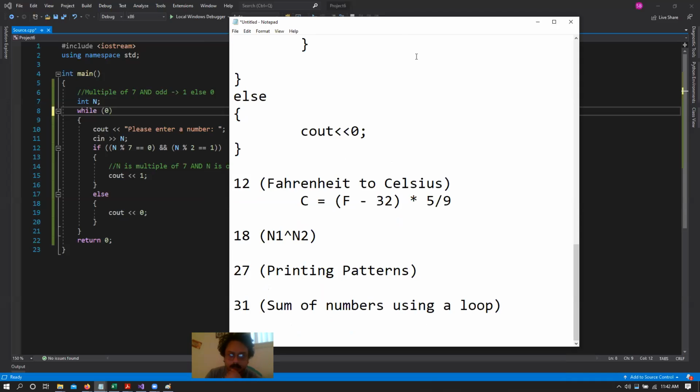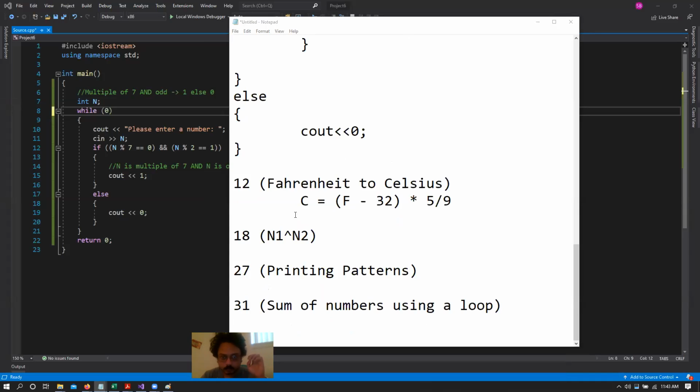So the problems that we are going to look at are problem number 12, problem number 18, problem number 27, and problem number 31. As with last time, I will pick one of you and you will share your screen.